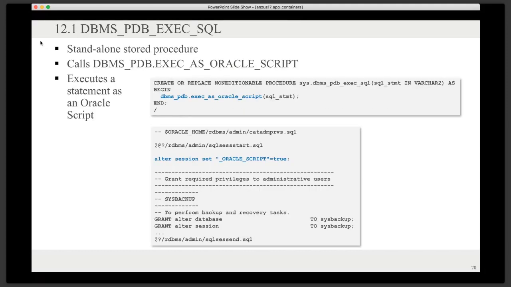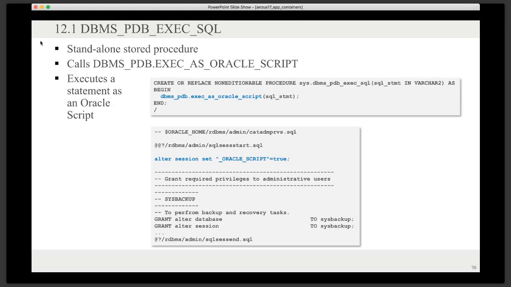There's DBMS_PDB.EXEC_AS_ORACLE_SCRIPT, which is a standalone stored procedure and allows you to execute things as Oracle script. Now, Oracle script is something you probably will never want to do unless you're on the phone or you have an SR open and you're working with Oracle support, in which case there are sometimes you need to execute things as Oracle script, which essentially means that you're now running in an executive capacity doing some kind of ad hoc one-off patching of the data dictionary. So just be aware of this PDB execute SQL.